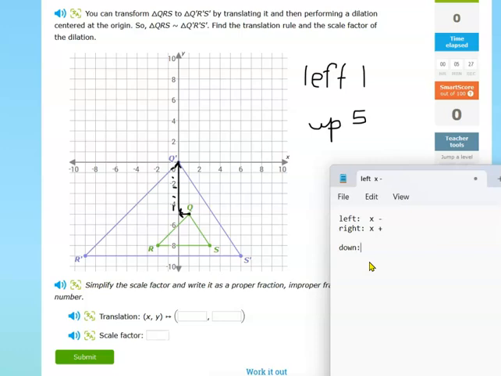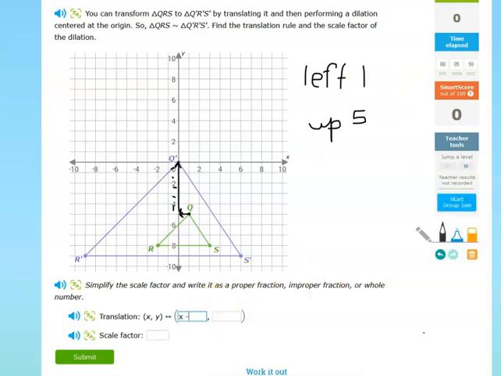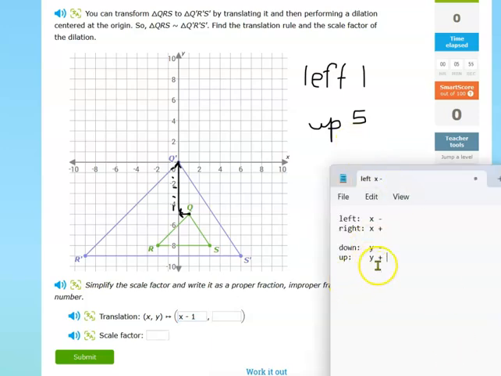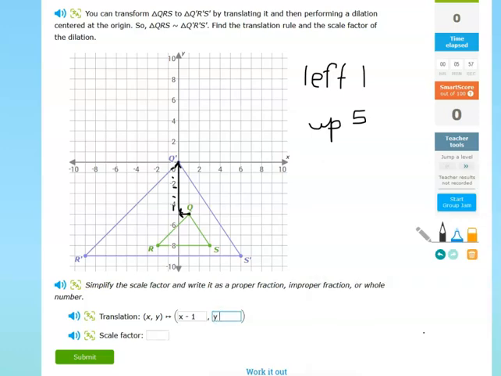If we were going down, the up and down variable is the Y variable. Down is Y minus. And if we were going up, which we're going to use this one, we would do Y plus. Okay, so that's how we write out the directions. Let's go ahead and do that. So to the left 1, that's going to be X minus 1 and is going to go right here. And then up 5, up is Y plus. So Y plus 5. So that's our translation rule.